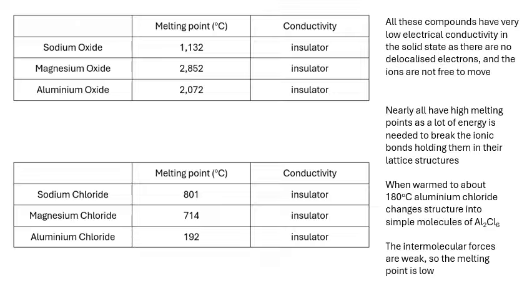You see that the chlorides still have quite high melting points, apart from the aluminium chloride. That's interesting. When you get above about 180 degrees, it changes structure, and it changes to molecules of Al2Cl6. And these molecules, the forces between the molecules are weak, and so the melting point is low. Okay, remember that little note about aluminium chloride.